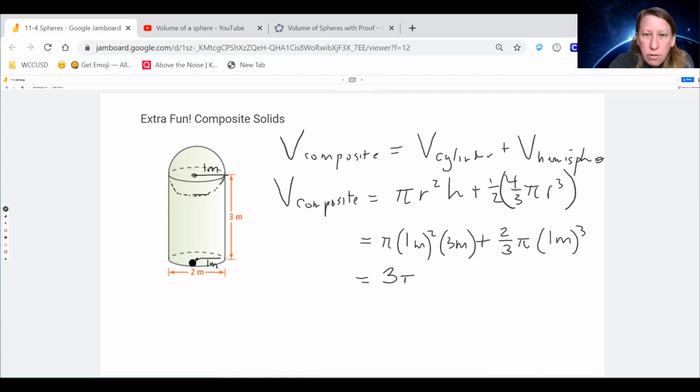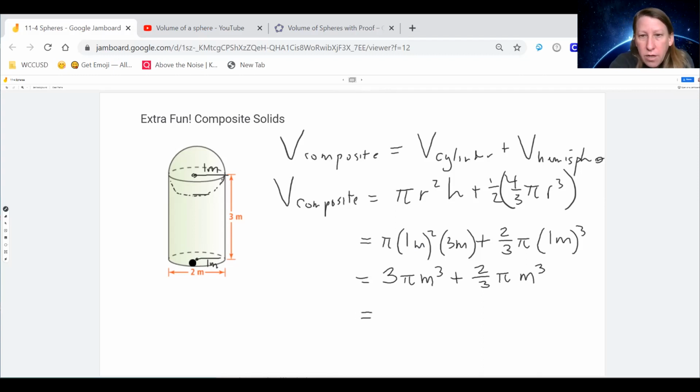So this is going to be 3 pi meters times meters times meters, plus we have 2/3 pi times meters times meters times meters. Okay, can we add that together? Yes, we can.